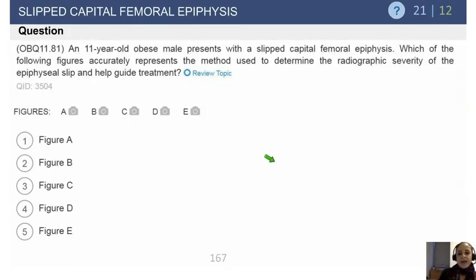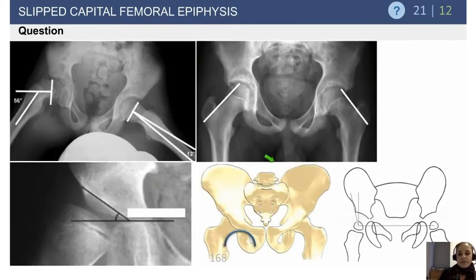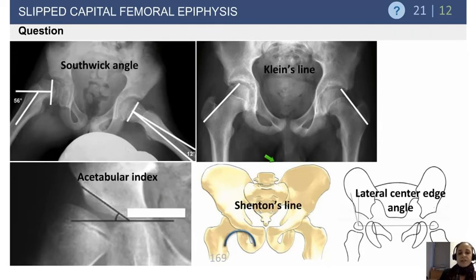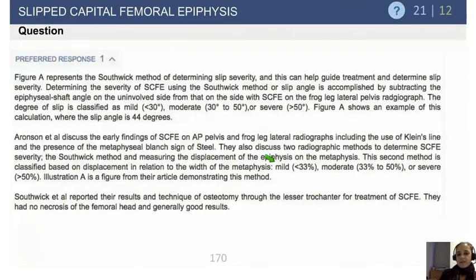So our next question, we have, again, an adolescent obese male, and we know this time that he has a SCFE. So this question is asking us to determine what radiographic findings we use to determine severity. So here are the images that are given to you. And interestingly enough, only the first two of these even have anything to do with slips. These three should be familiar from Dr. Sink's talk just a few minutes ago. So the first two are the Southwick angle and Klein's line. And the answer here is the Southwick angle. So the Southwick angle is a measurement to determine slip severity, and we'll go over how to do that.